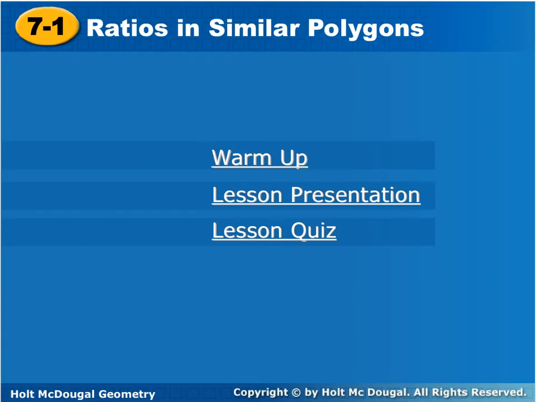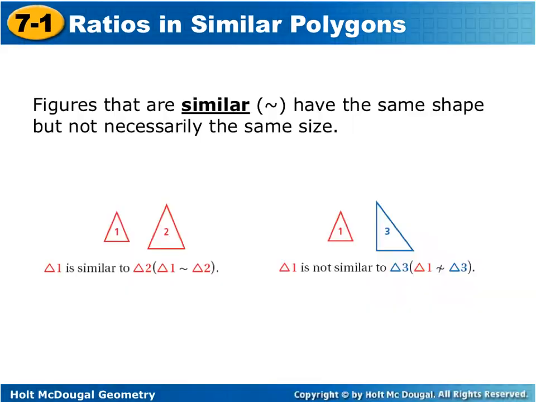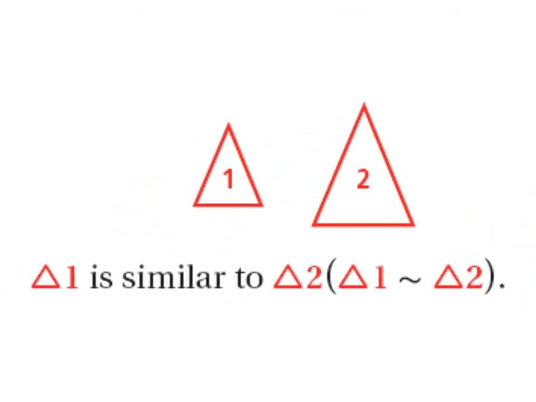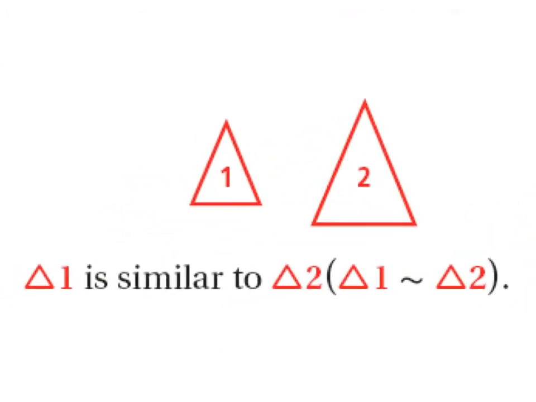7.1 deals with ratios in similar polygons. Figures that are similar have the same shape, but not necessarily the same size. This little squiggly line is the symbol for similar. Here, triangle 1 and triangle 2 have the same shape, even though they aren't the same size. So they're not congruent, but they're similar. Triangle 1 is similar to triangle 2.